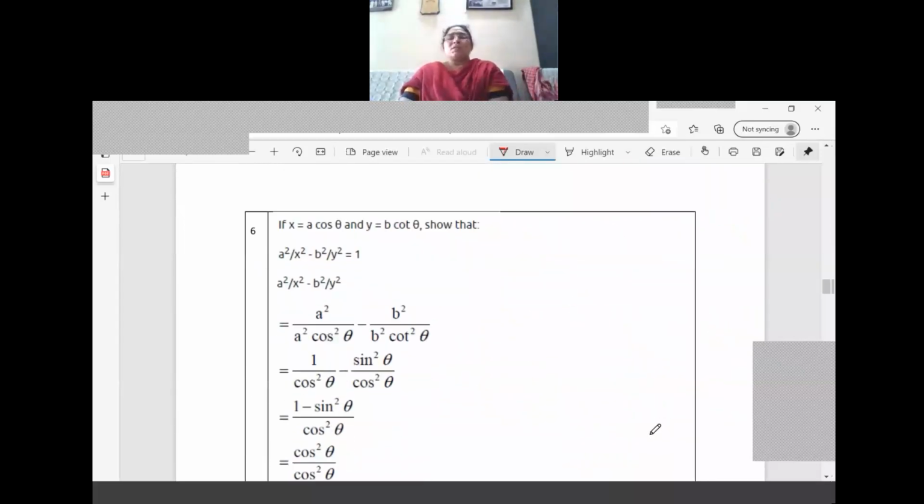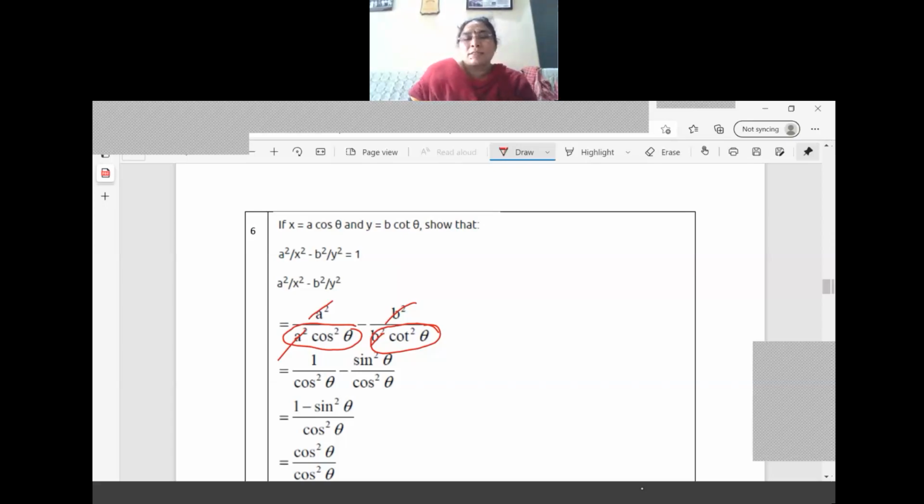Okay. This is also the same type of question. x equal to a cosec theta, y equal to b cot theta. Show that a square by x square minus b square by y square equal to 1. So we are substituting x square and y square. What is x square? a square cosec square theta. What is y square? b square cot square theta. Now we are cancelling a square here and b square here. So what is remaining? 1 by cosec square theta minus cot square theta.